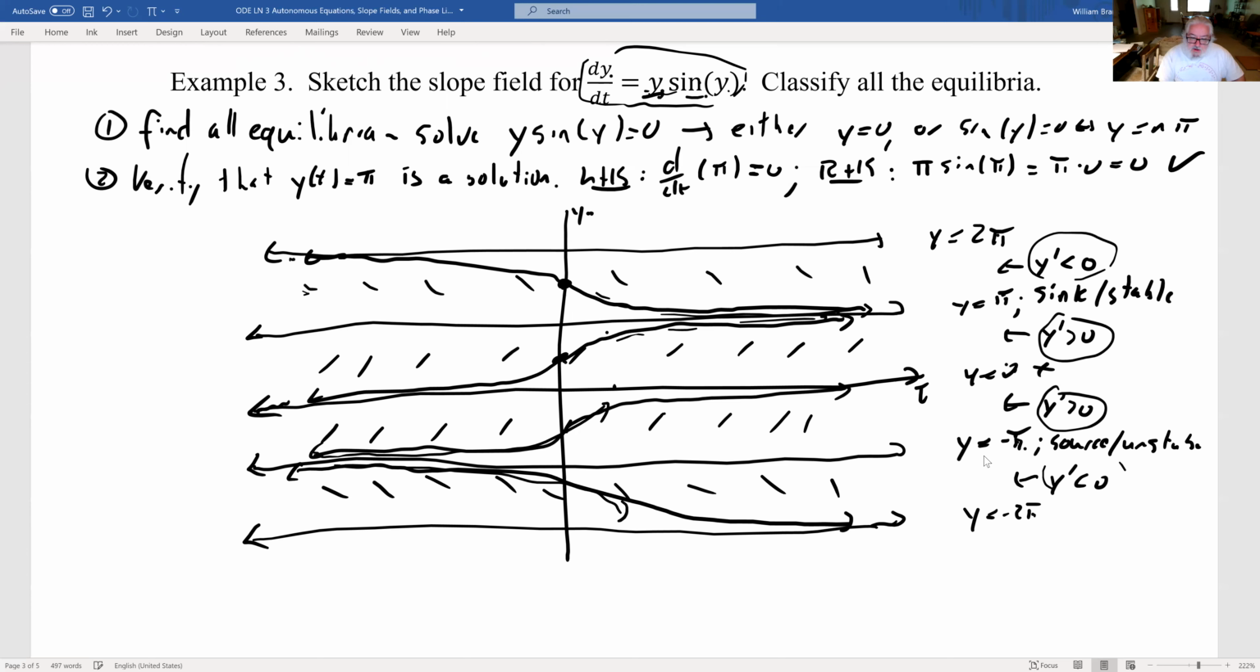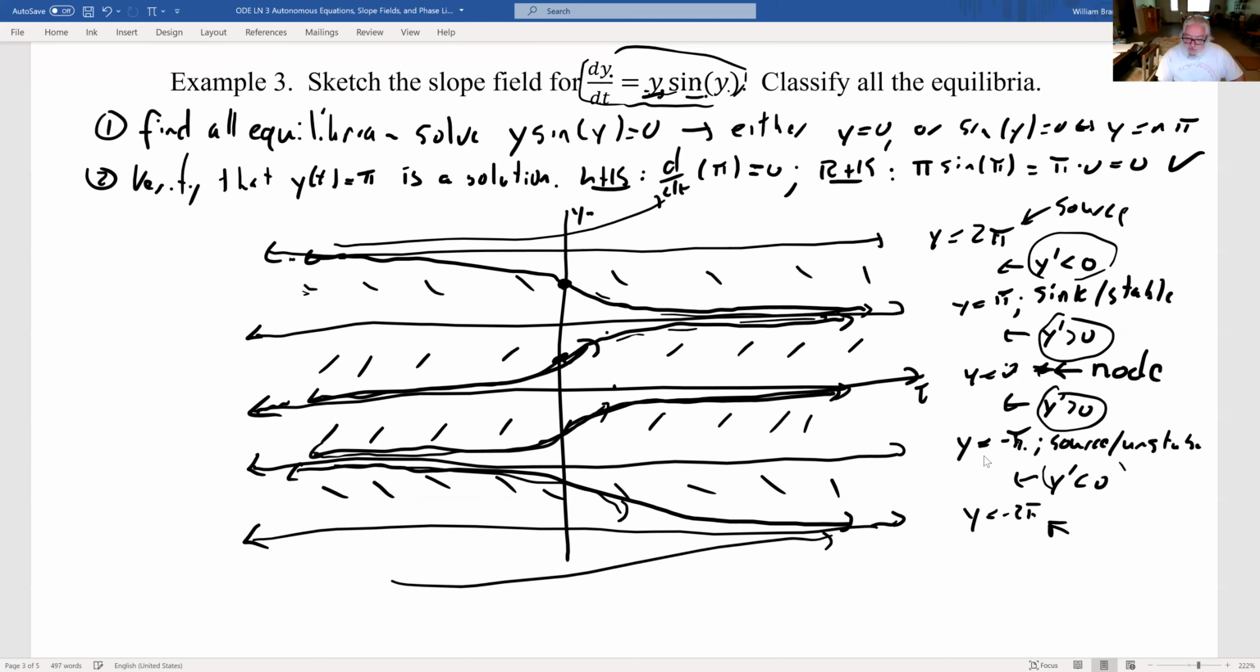y equals 0. On one side, things are coming towards it. On the other side, things are running away from it. So it's not a sink and it's not a source. y prime equals 0 is what's called a node. And then 2 pi, well, everything on this side is actually going out this way. So this is actually a source. And everything here is going in, and this will actually be a sink. So we can classify our equilibria as sources and sinks.